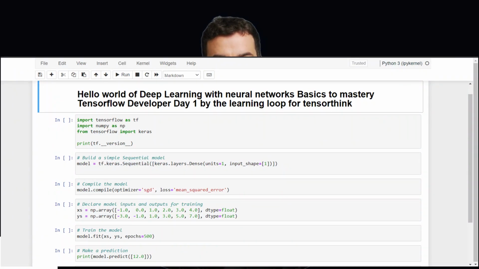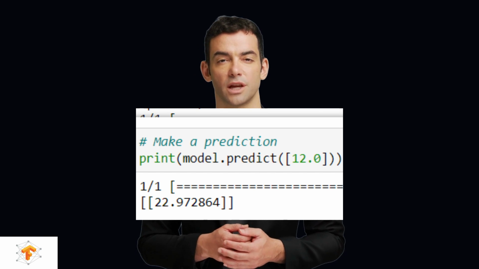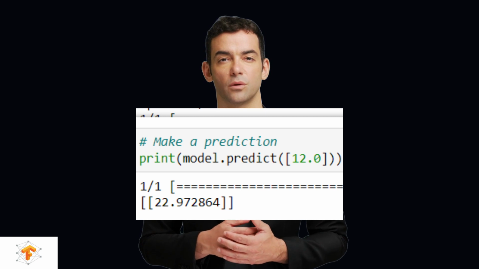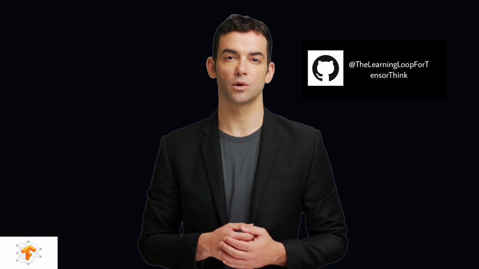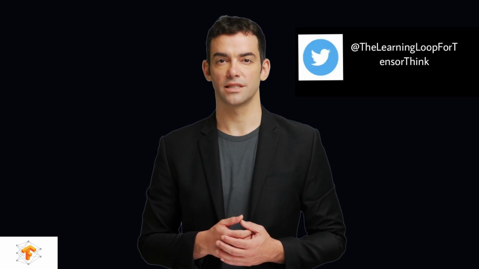Now pass it 12. Now you might think it would return 23 because after all y equals 2x minus 1, and you think it should be 23. You'll see that it will return a value very close to 23, but not exactly 23. Why? Because we trained the model using very little data, and there's a very high probability that y equals 23 for x equals 12, but the neural network isn't positive. So it will figure out a realistic value for y.